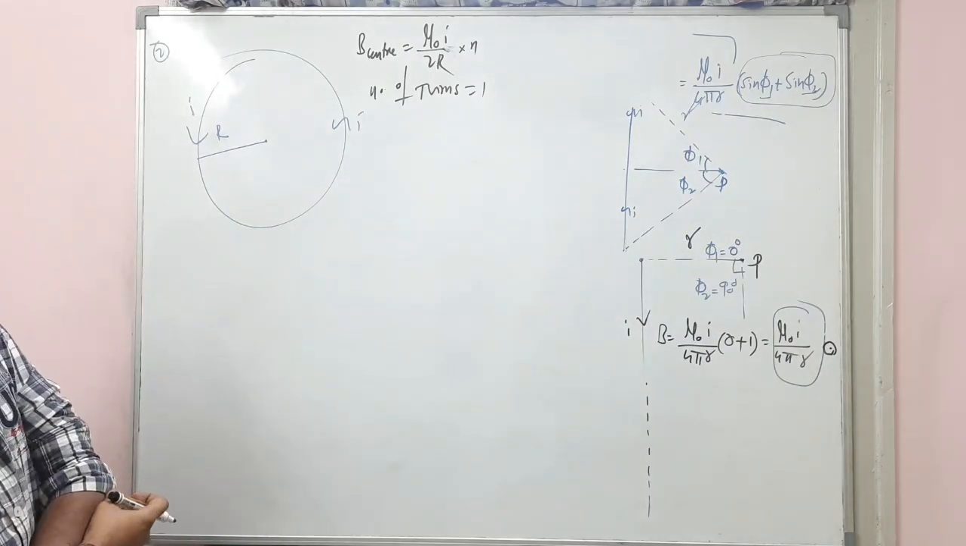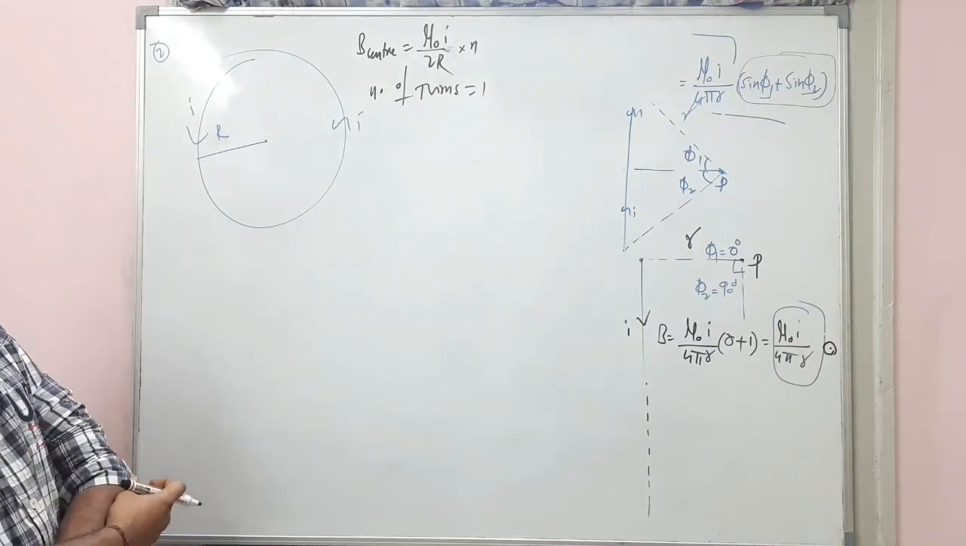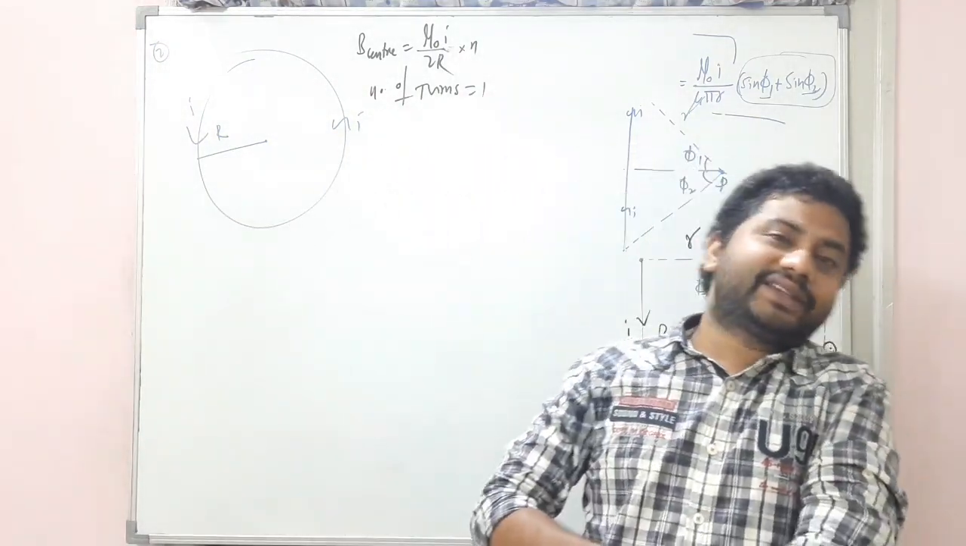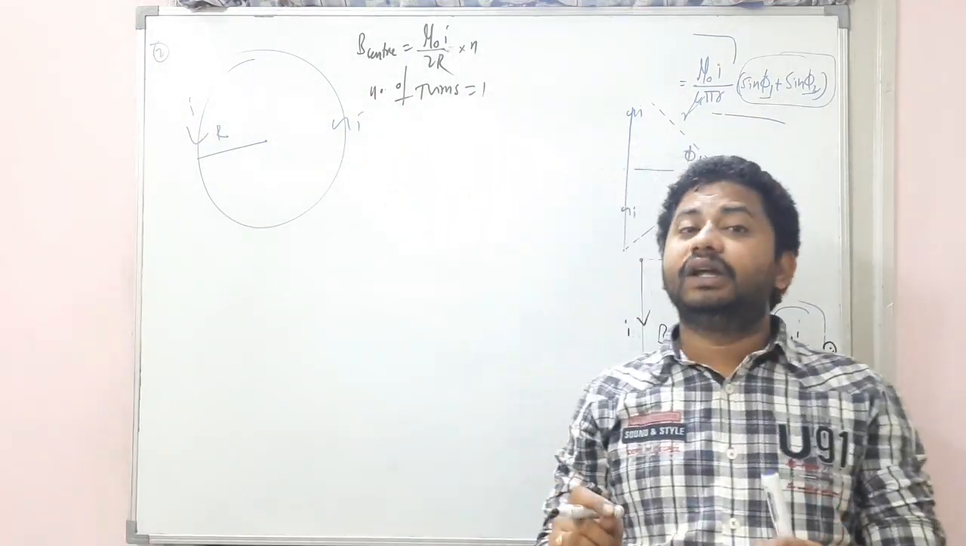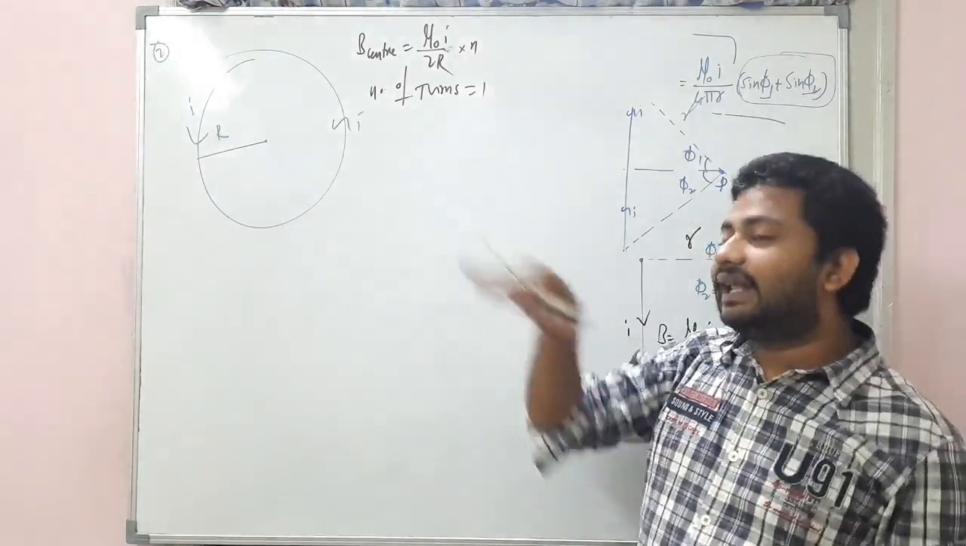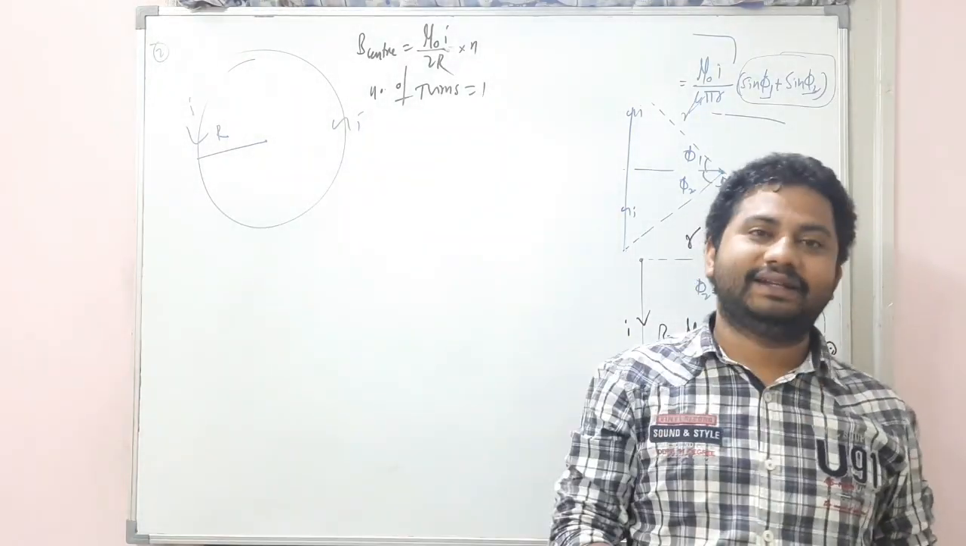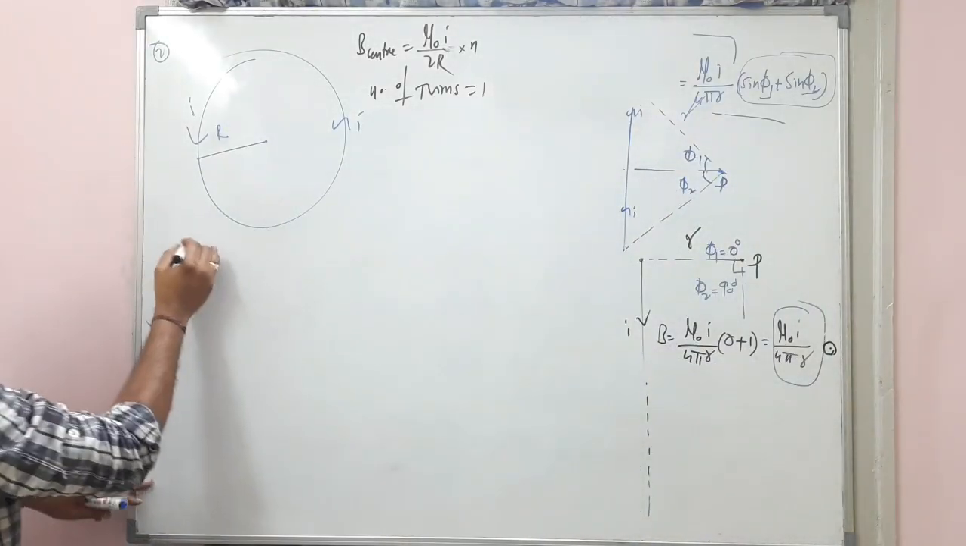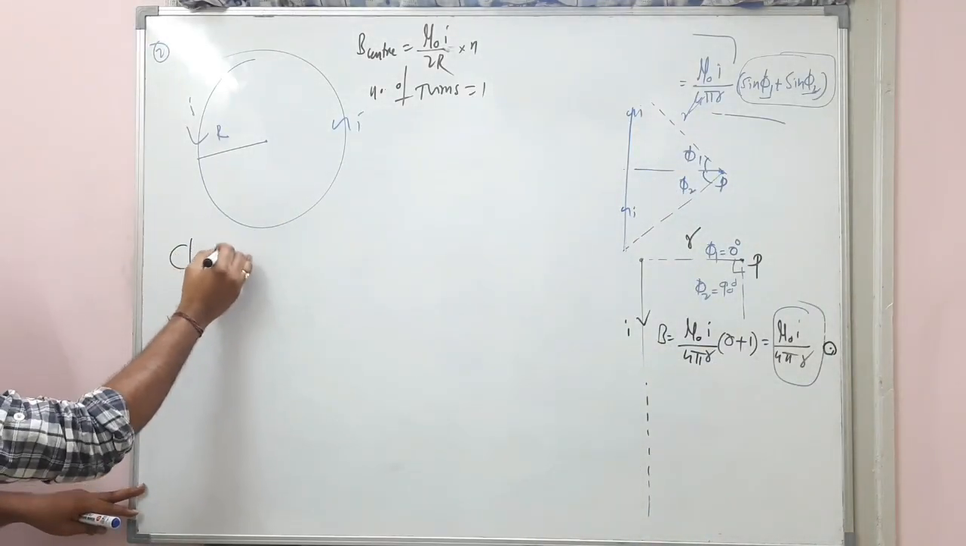Okay. Now listen. So this is magnitude, it's fine. But what about the direction? Students, what about the direction? How to find the direction of magnetic field due to a circular current carrying coil at the center? To get the direction, we have a concept called the clock face rule, my dear students.